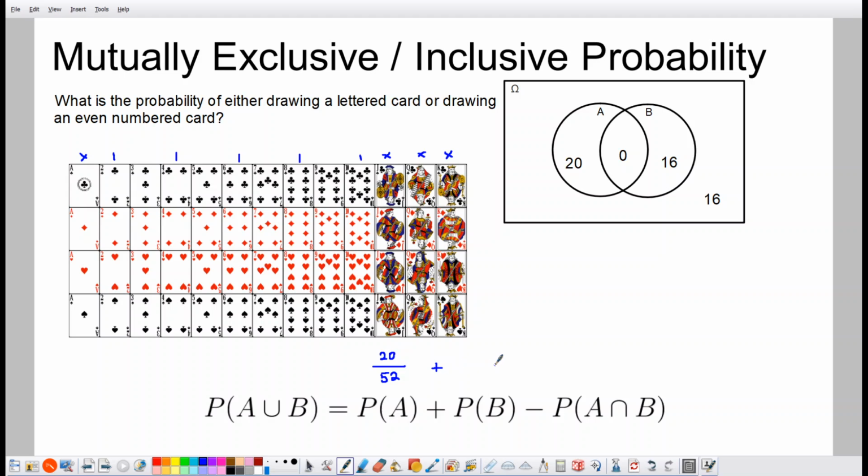Plus, what's the probability of B occurring? Again, that's 16 over 52. Okay. Minus the intersection. Well, our intersection is 0, where those two circles overlap, over 52. This will give us a result of 36 over 52. And I'll leave you guys to go ahead and simplify that on your own to see what that simplifies to, or if you want to turn that into a percentage.